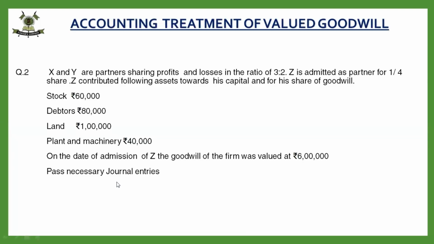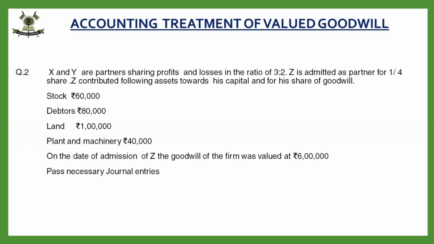Let's take a question. Here, I would like you to pass the entries first. Here the concept of sacrificing ratio has again been taken. X and Y are partners sharing profit and losses in the ratio of 3:2. Z is admitted as a partner for 1/4 share. Read carefully. Z is admitted as a partner for 1/4 share, and Z contributed the following assets towards his capital.